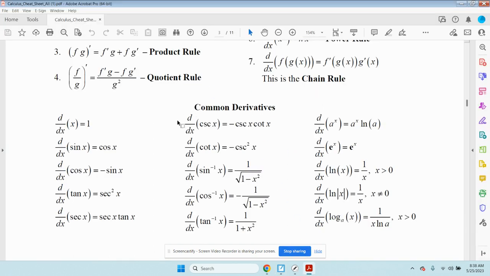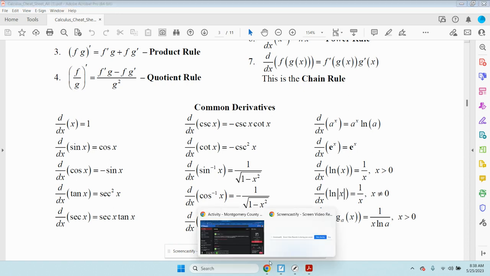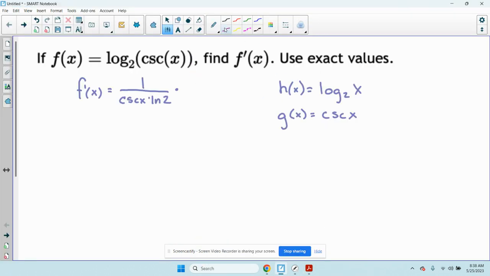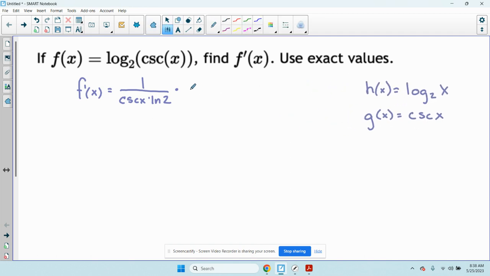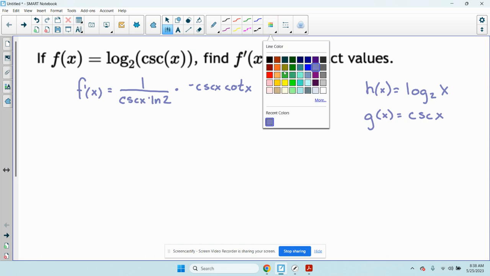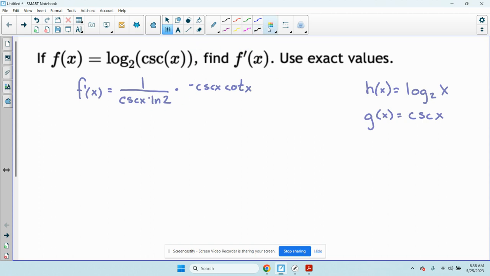Derivative of cosecant is negative cosecant x cotangent x. So this is times, so I can move this over. Yep. Times negative cosecant x cotangent x. I don't expect you to memorize, especially the trig rules and the log derivatives. So you should print out the cheat sheet and keep it with you when you're doing these kinds of problems, because you will have to reference it.